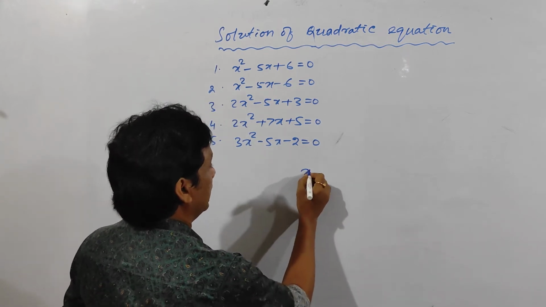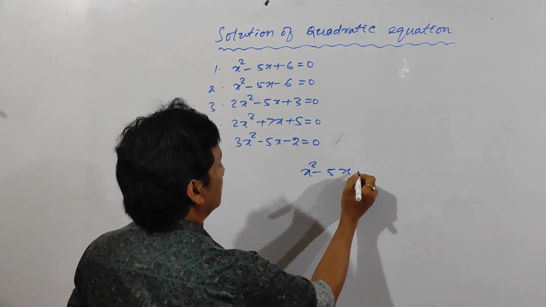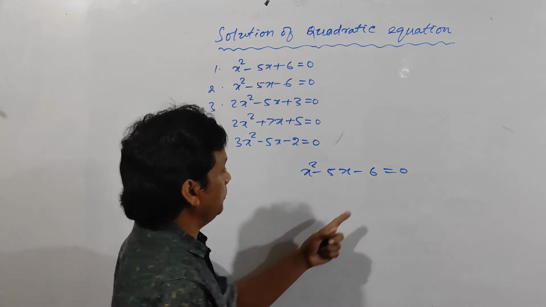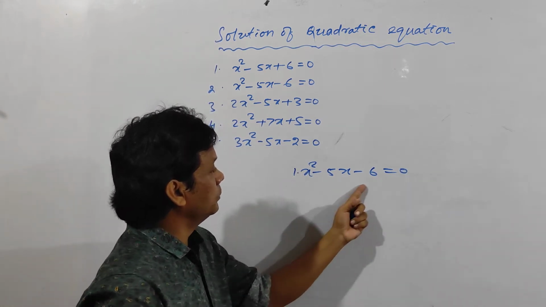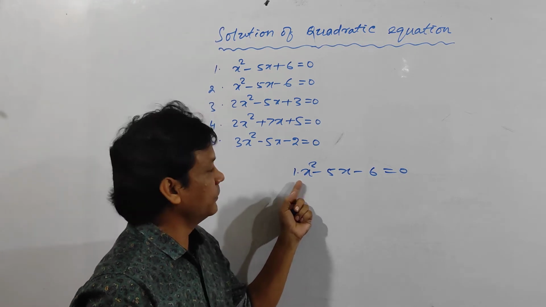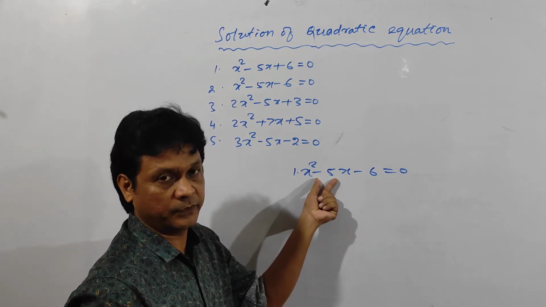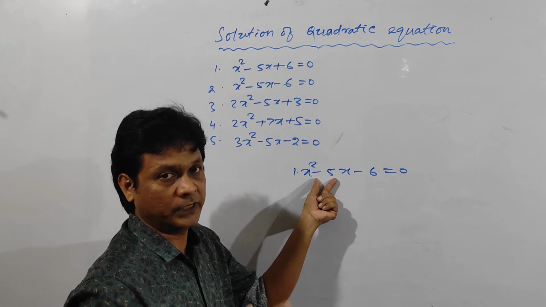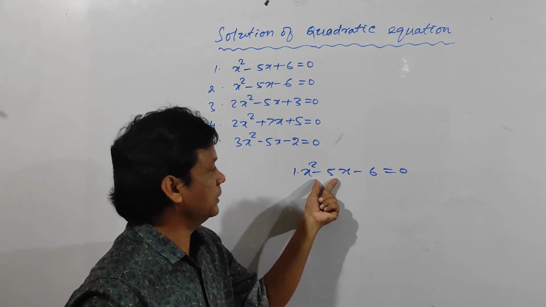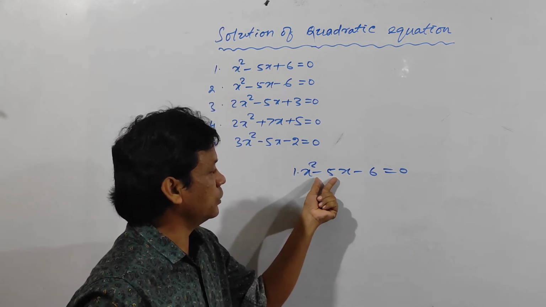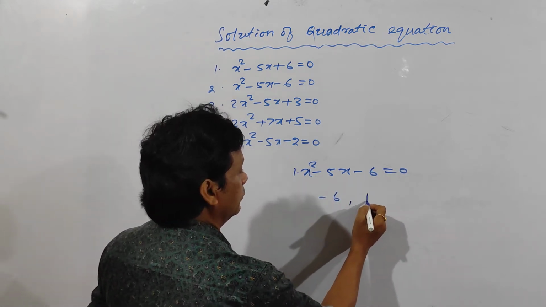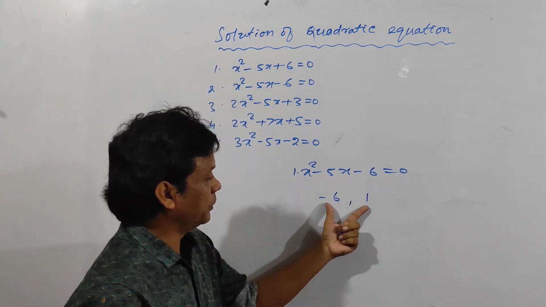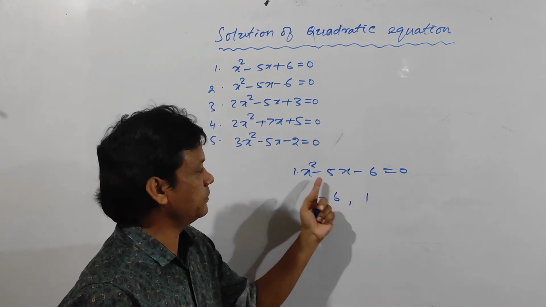See, second question. Second one is x square minus 5x minus 6 equal to 0. The product should be, it is 1. So product should be minus 6. And the sum should be minus 5. So tell me two numbers such that the product will be minus 6 and the sum will be minus 5. So it is minus 6 and 1.